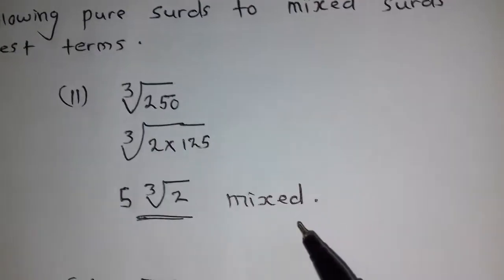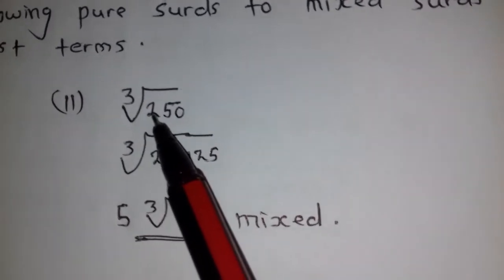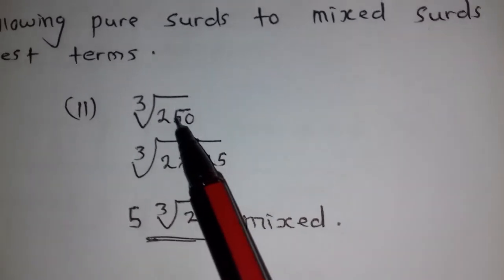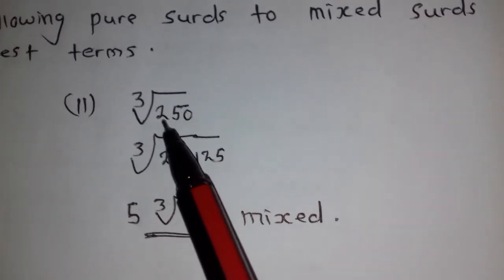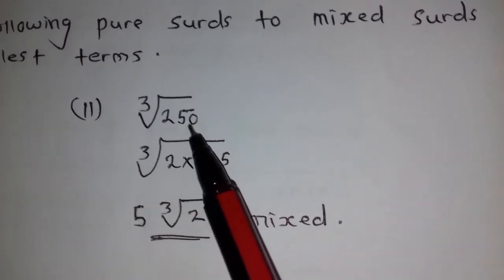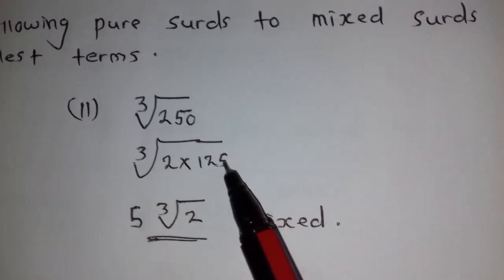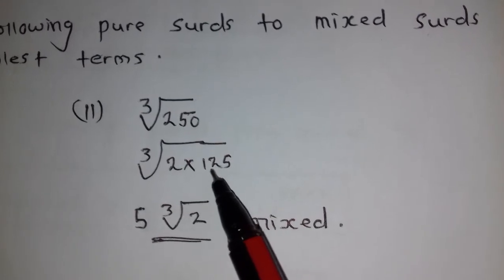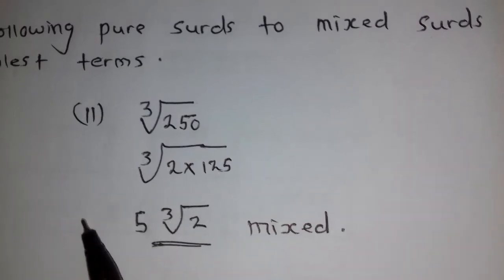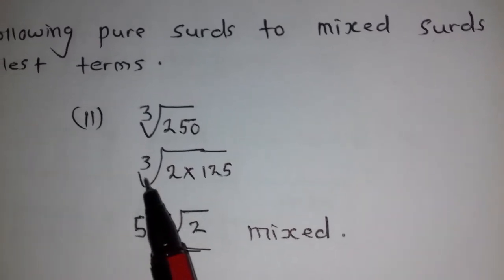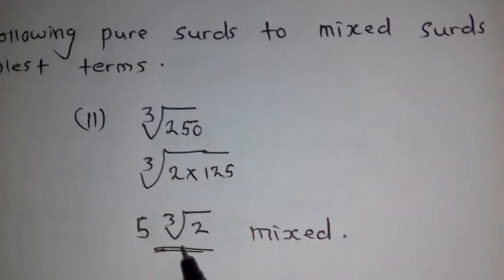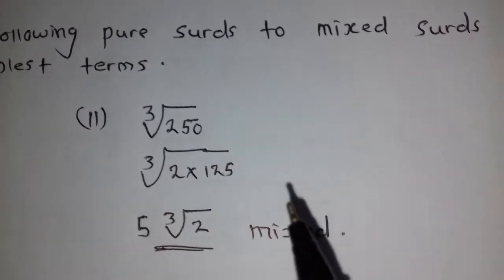Okay, let's look at another one. The cube root of 250. Ask yourself a question. Is there any perfect cube that can go into 250? Yes. So that is 125. What is the cube root of 125? It is 5. So you take it outside. What remains? The cube root of 2. So this is a mixed side.